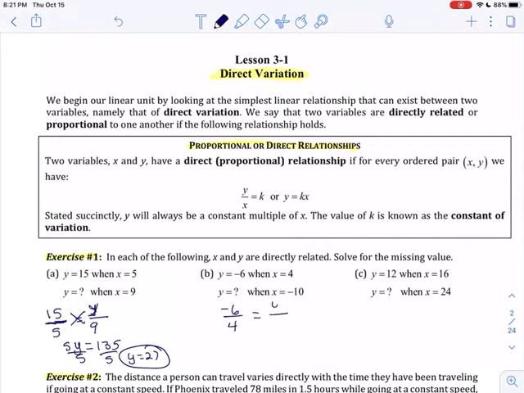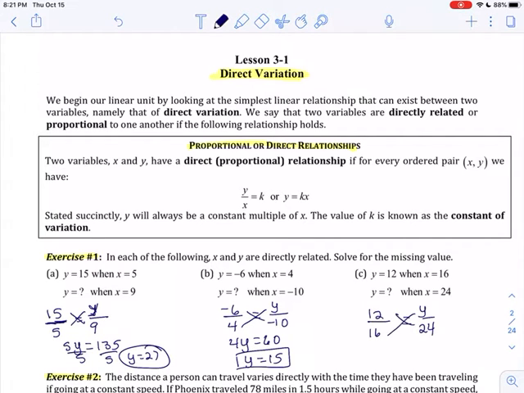So for every single one of these, you're just setting up a proportion. When y is negative 6, x is 4. I'm trying to figure out y when x is negative 10. Again, I'm just cross multiplying. 4 times y is 4y. Negative 6 times negative 10 is 60. Divided by 4, y is 15.